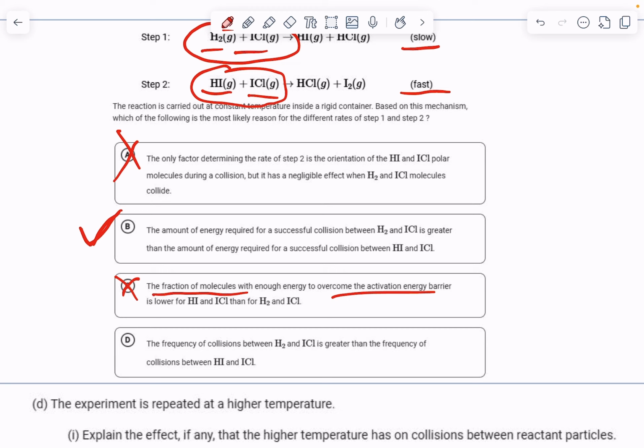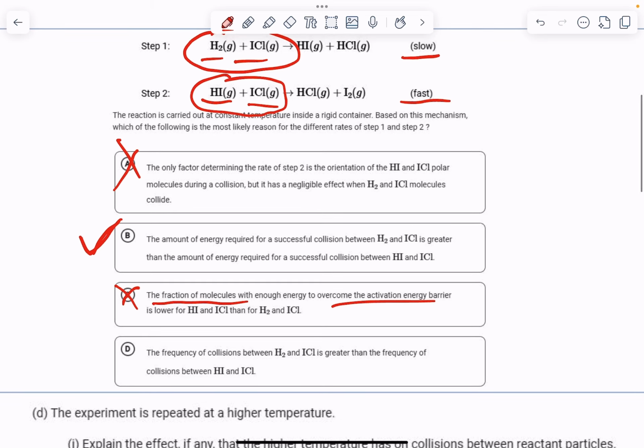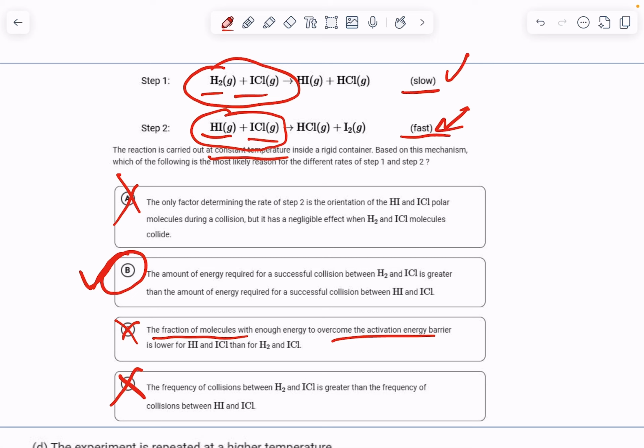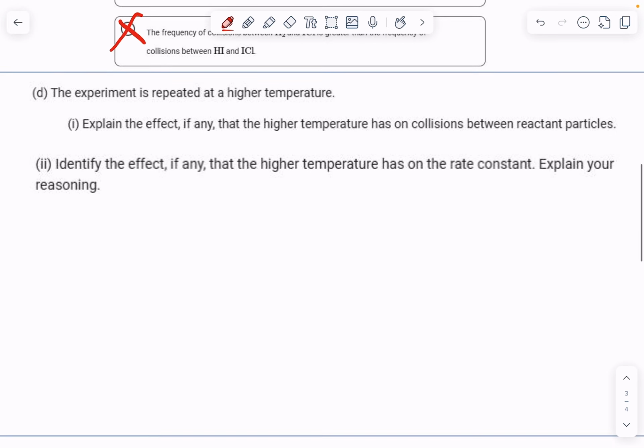And then D, the frequency of collisions between H2 and ICl is greater than the frequency of collision between HI and ICl. Once again, this also doesn't account for the fact. It's also not true since we're at a constant temperature inside the rigid container. They're going to be having about the same amount of collisions between the two of them. So D doesn't answer the question. B is ultimately the right answer. And it explains why this is a fast and this is a slow step, with those successful energies between the two of them. Okay, so that's B, or that's the multiple choice question.